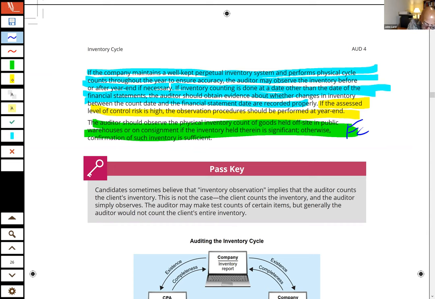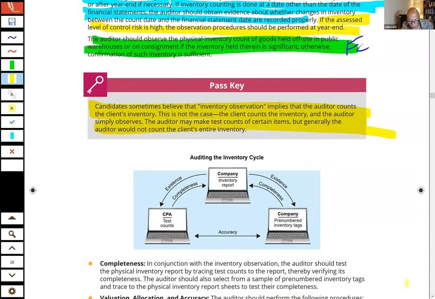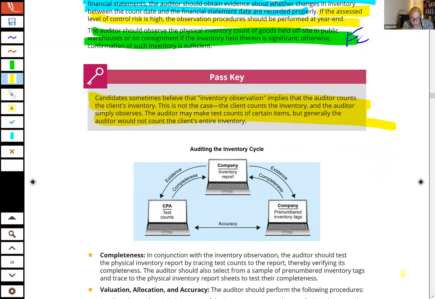Now, they make this key point here that is important, but I think my story already helped you with that. The auditor does not count the inventory. The client counts the inventory. The auditor observes that process to see if they're satisfied with it, and then they do some test counts.